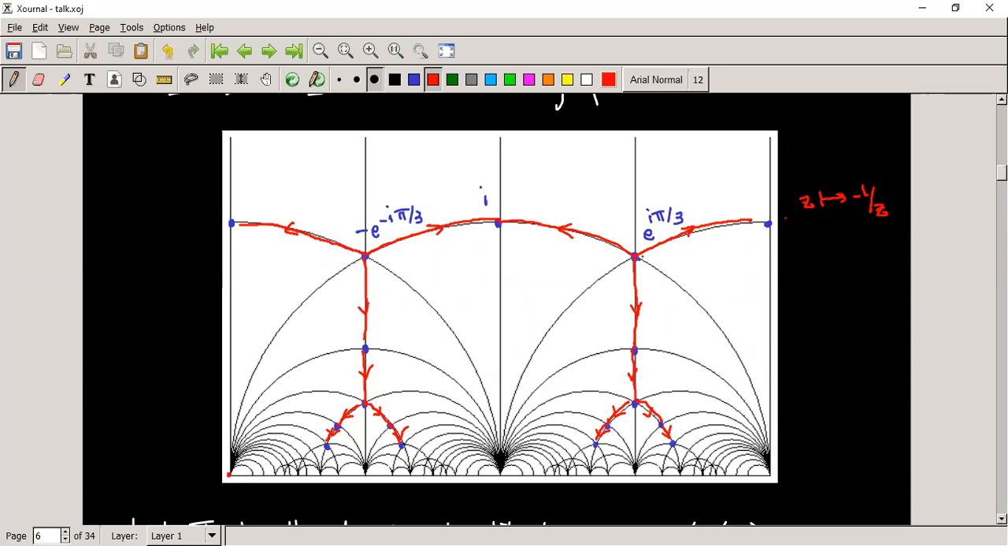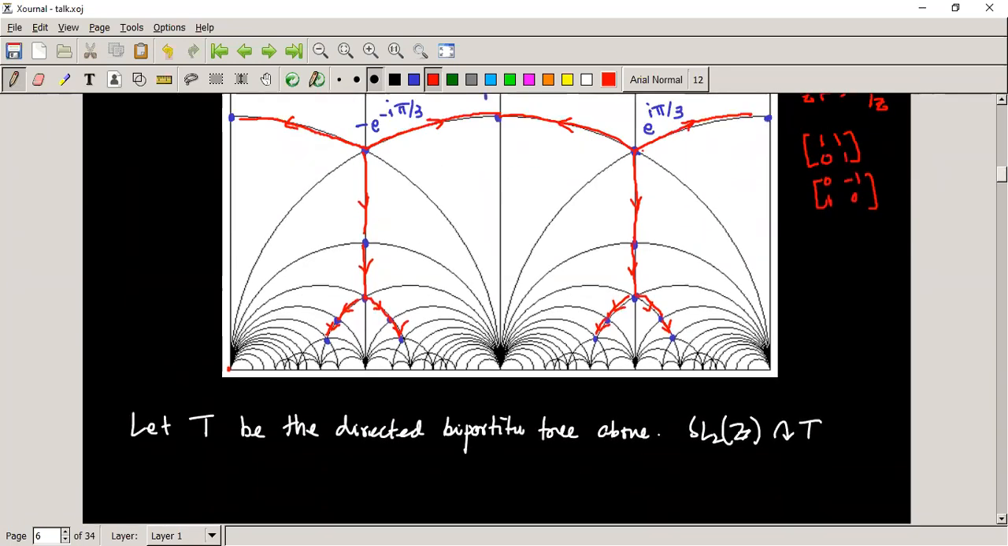And you can prove that these are all, because SL2Z is generated by (1, 1, 0, 1), I think, and the map Z going to minus 1 over Z, which is (0, minus 1, 1, 0). So I think these two generate, essentially. So you won't get anything else. So you get a tree above, which is really bipartite, right? Because it has two levels.